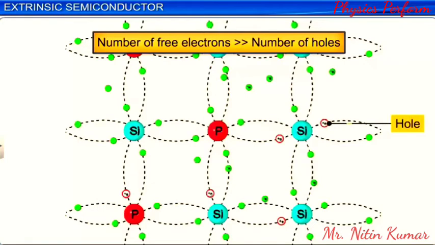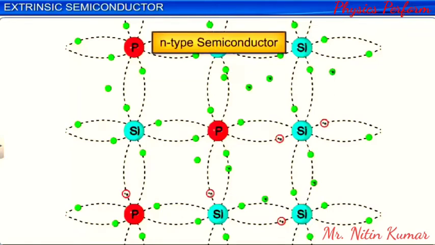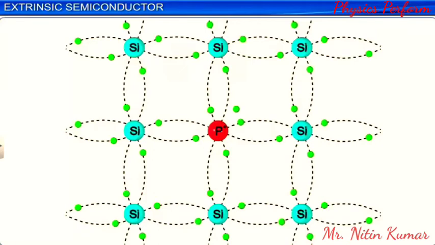Negatively charged free electrons act as majority charge carriers in a semiconductor doped with a pentavalent dopant. Thus, such extrinsic semiconductors are called N-type semiconductors. When a dopant atom in an N-type semiconductor gives up a valence electron, it becomes positively charged. Thus, a dopant atom in an N-type semiconductor is called a positively charged core or donor impurity.